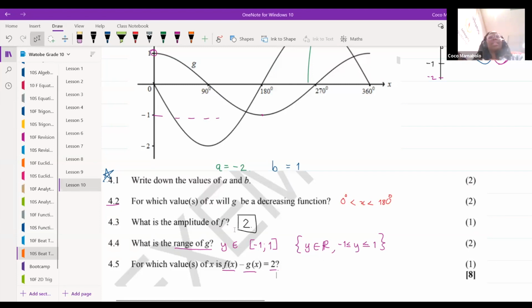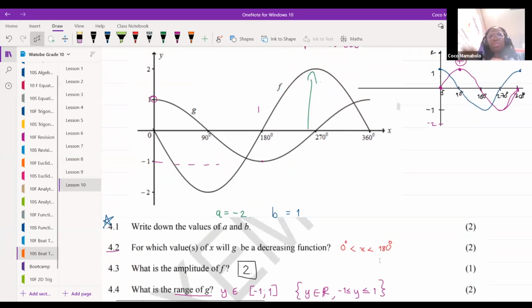Okay, all right. Let's think about this, guys. Let's think about this seriously. They want us to look at where both of these graphs would be equal to 2, or where the one graph minus the other would equal 2. Now, let's think about this, guys.